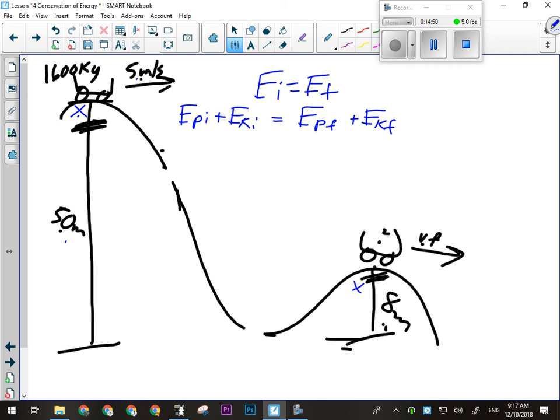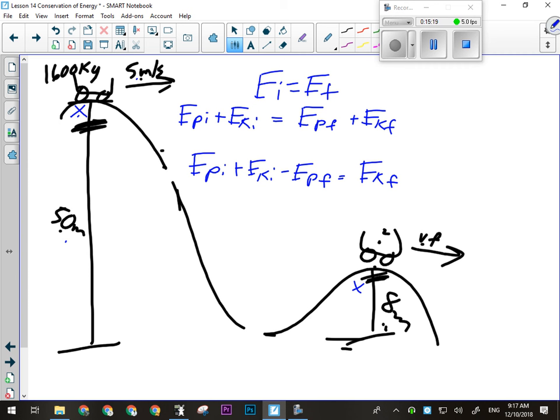What I'm looking for is part of which term? I'm looking for VF, so that would be part of which one of those terms? EKF, right. So before I get all the numbers and letters into this equation, I want to isolate that. What do I do with EPF? Subtract it over to the other side. So I'm going to have EP initial plus EK initial minus EP final equals EK final.